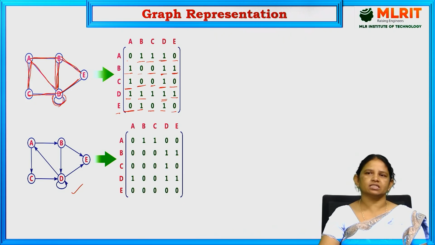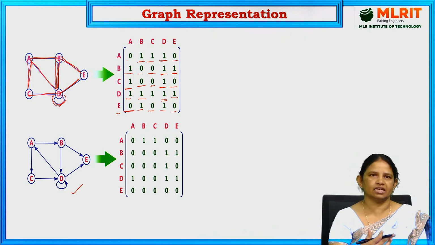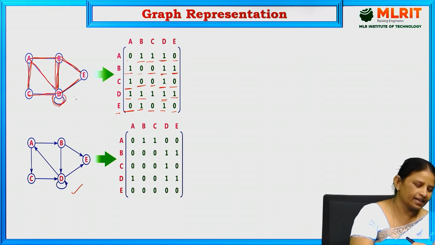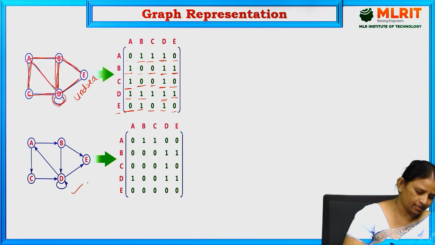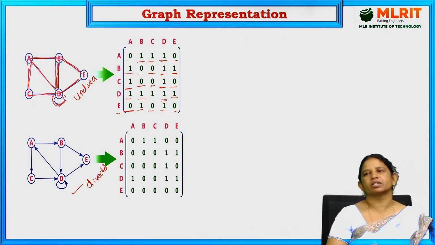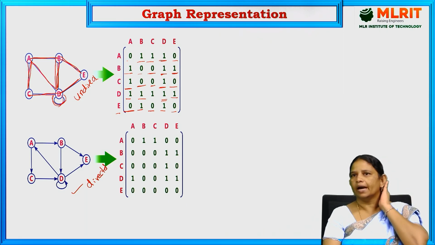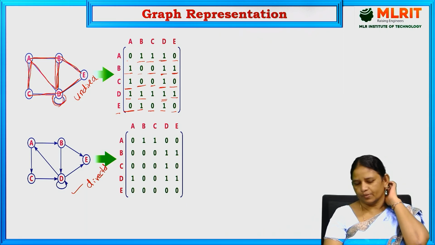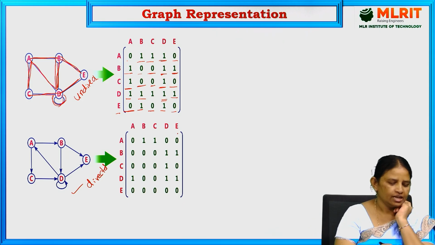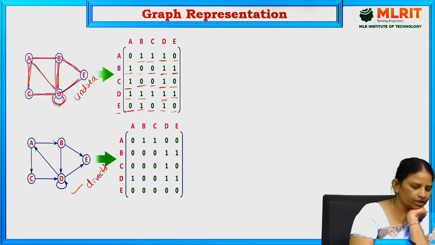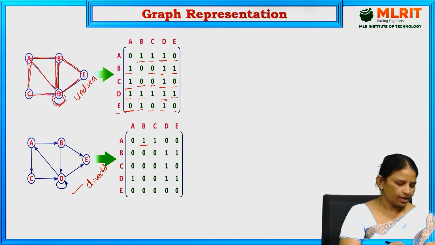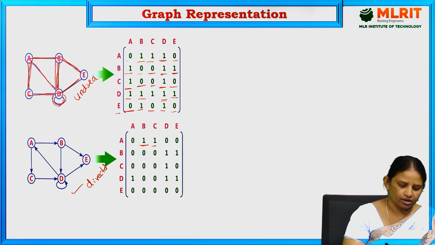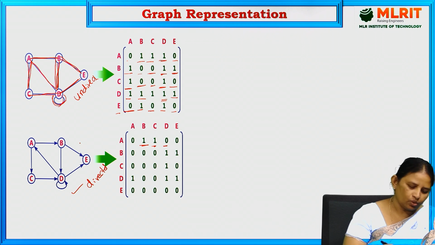In the same way, consider the undirected graph. In the case of an undirected graph, we can traverse in both directions, that means A to B as well as B to A. So for this one, A, B, C, D, E. A to A, no edge. A to B, arrow mark, 1. A to C, arrow is there, 1. A to D, no edge. A to E, no edge, 0.